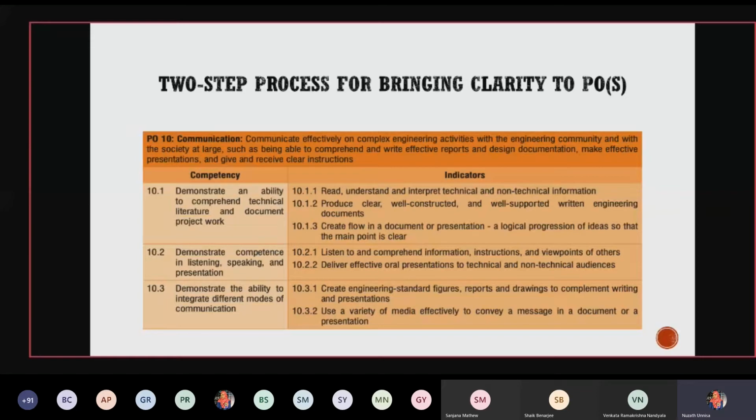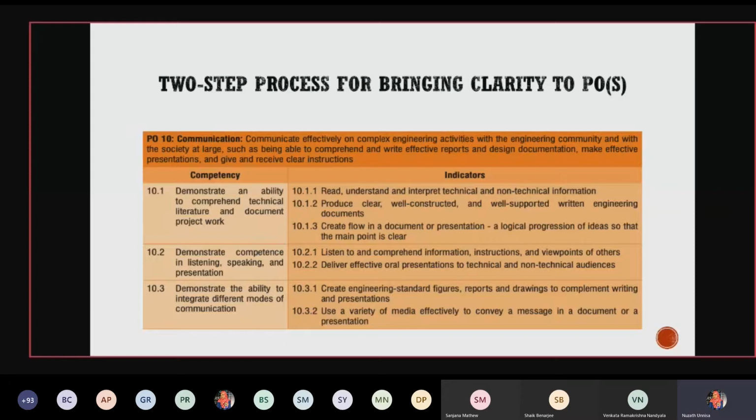And then moving to the last competency, it is the ability to integrate different modes of communication. Once we have drafted our project and written everything technically, the non-technical people who go through the documents should also be able to understand the steps. So after doing everything, we should be able to communicate it through the different modes which are available. So these are the 3 competencies.